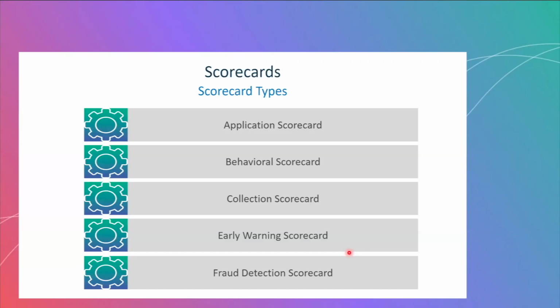And then we have the fraud detection scorecards also. Basically, it allows us to rank order the accounts or applications according to the probability that the account might be fraudulent, and thus alerts you for potential fraudulent activity.